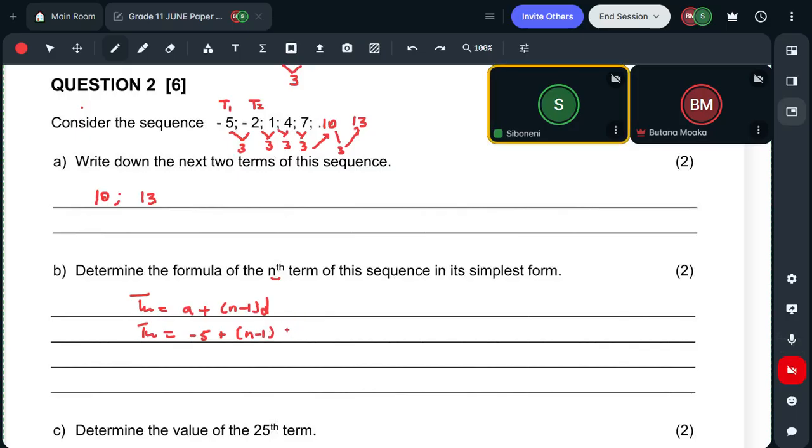Could you please decode the variables for me? Like, what does everything mean? Tn is the term number. Okay, so a is the first term, right? So this one is the first term. So it's like saying T1. And then d is 3, and this is your common difference. Okay. And then n is the number of terms.